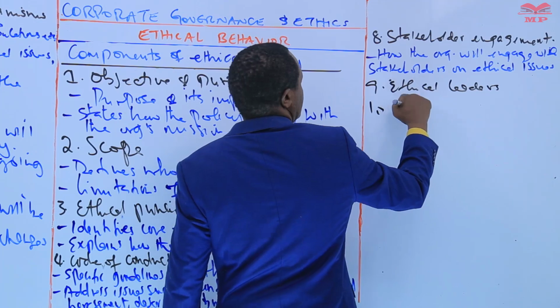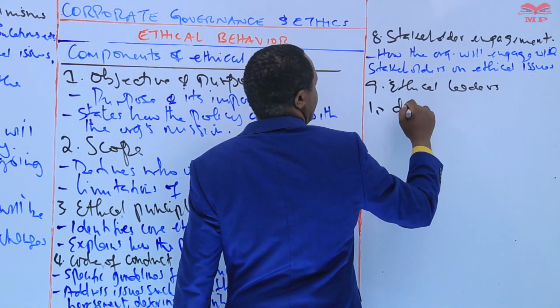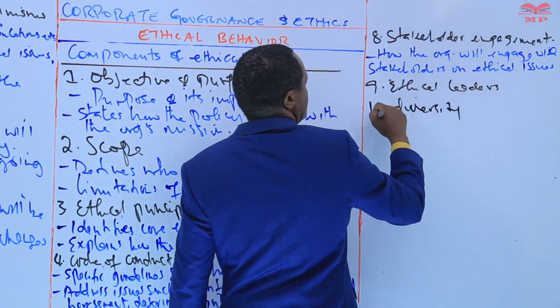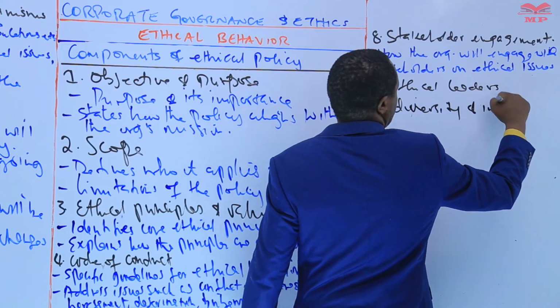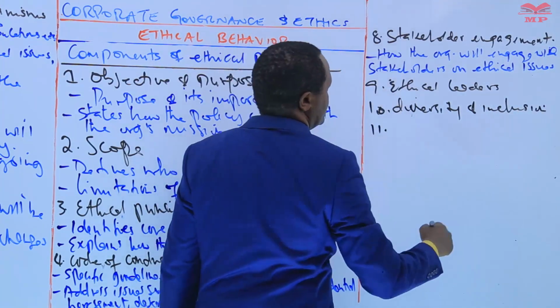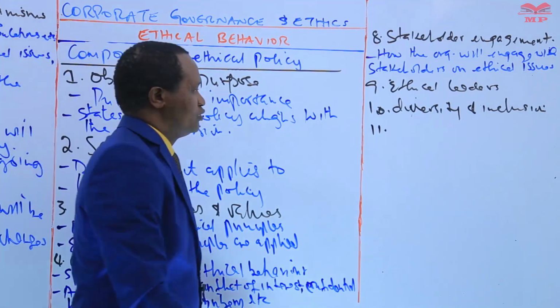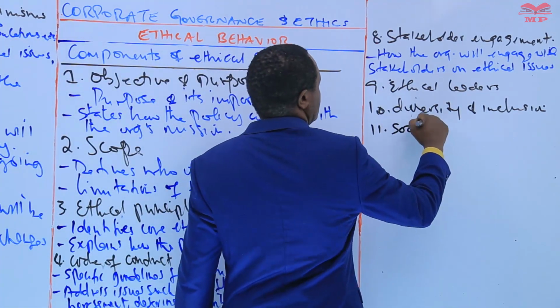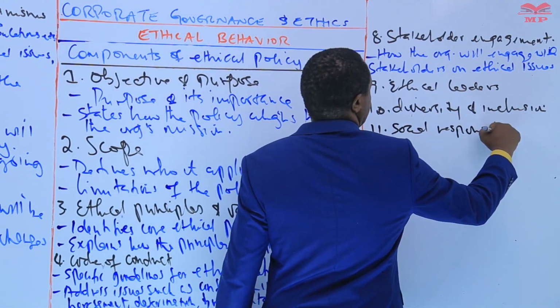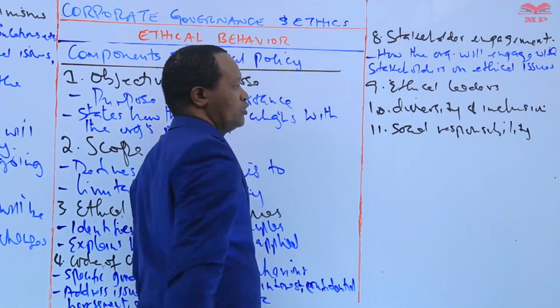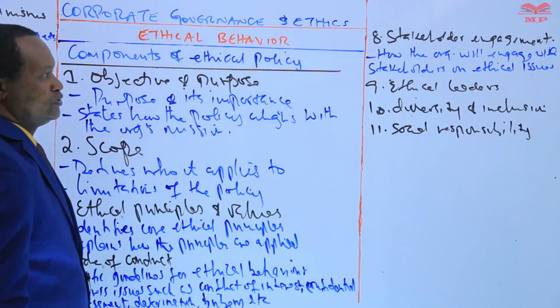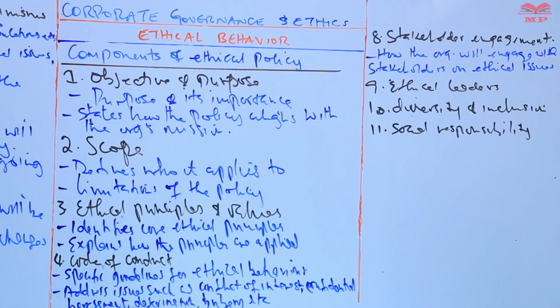Diversity and inclusion, social responsibility, and so on. You can go on and on. But these 7 are the core components of an ethical policy.